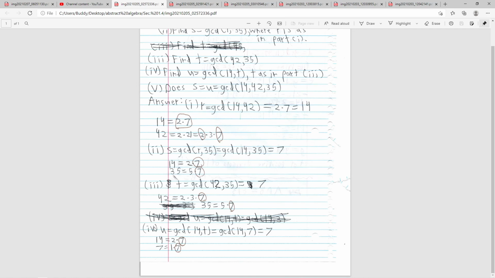Basically, that's why I went, but now let's go back down to U equals GCD of 14 and 7. T is 7 from here, so it's the GCD of 14 and 7. That's 7. 14 is equal to 2 times 7, and 7 is equal to 1 times 7. So 7 is common.